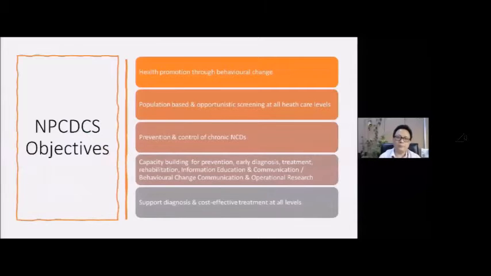So the program, if I have to give a glimpse of that, has got certain objectives. Like one of them, obviously, is the health promotion. Second, as I said, is population-based screening. And with the population-based, we still also continue our opportunistic screening at all healthcare levels. And the prevention and control of the chronic NCDs, of course, is the main backbone of this disease. And we do a lot of capacity building in the various components of the program. And we have support for the diagnostic and other therapeutic measures at all levels of the healthcare delivery system.